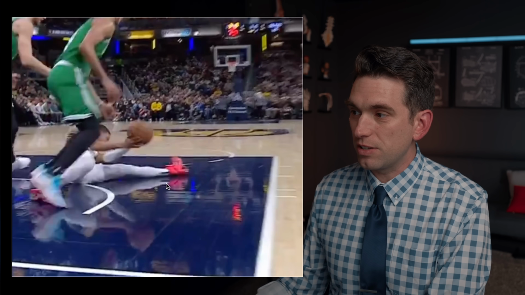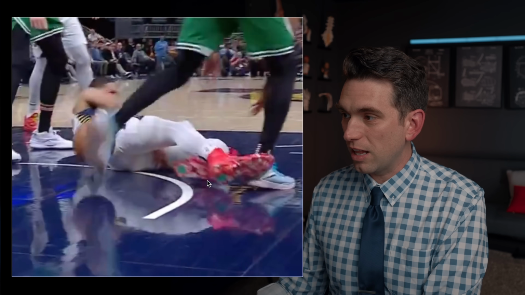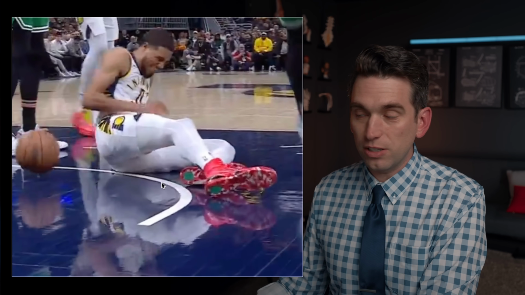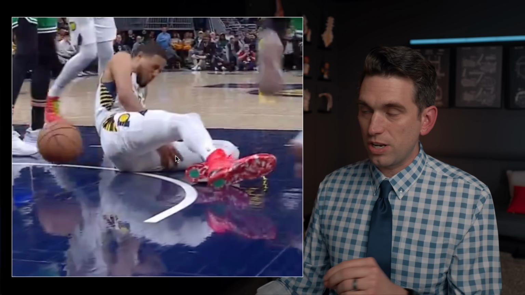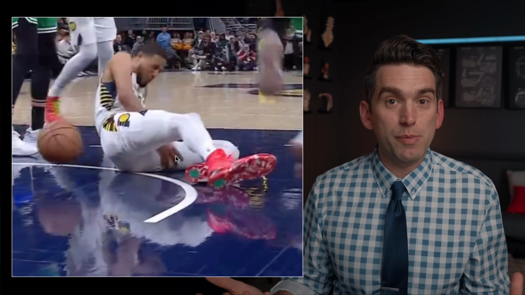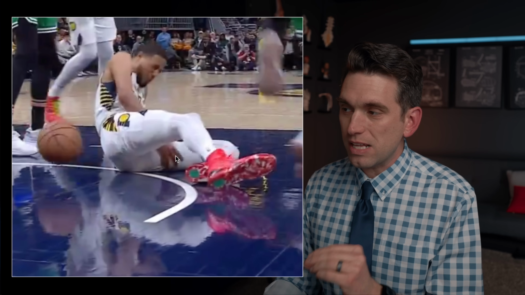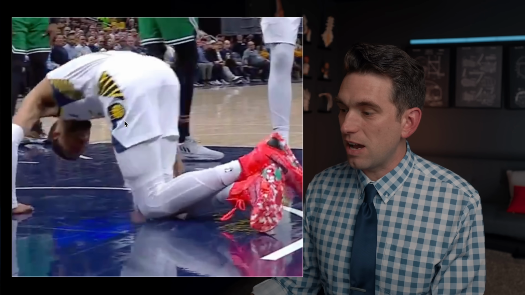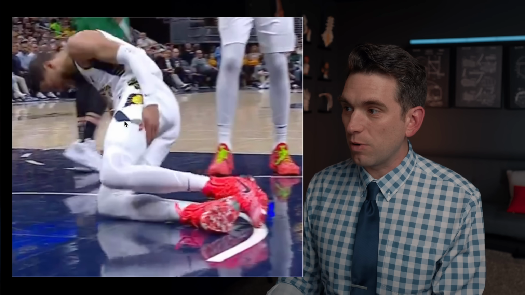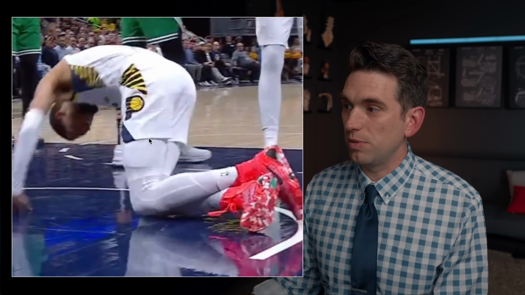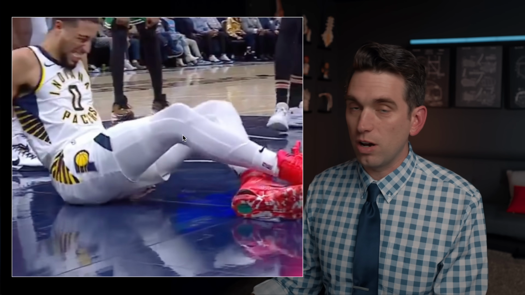Now, if we look at how this continues through, first off, look at where Haliburton grabs right away. Initially, it looks like he's grabbing more the medial, or inner, portion of his thigh. And that's a pretty common reaction. You grab at the first spot that hurts. So I think that's clue number one. As he continues on the ground here, we see that now he's grabbing a little bit more at maybe the backside of that upper thigh, again, where those hamstrings and adductor muscles are located, and then of course needed to be helped off the court.